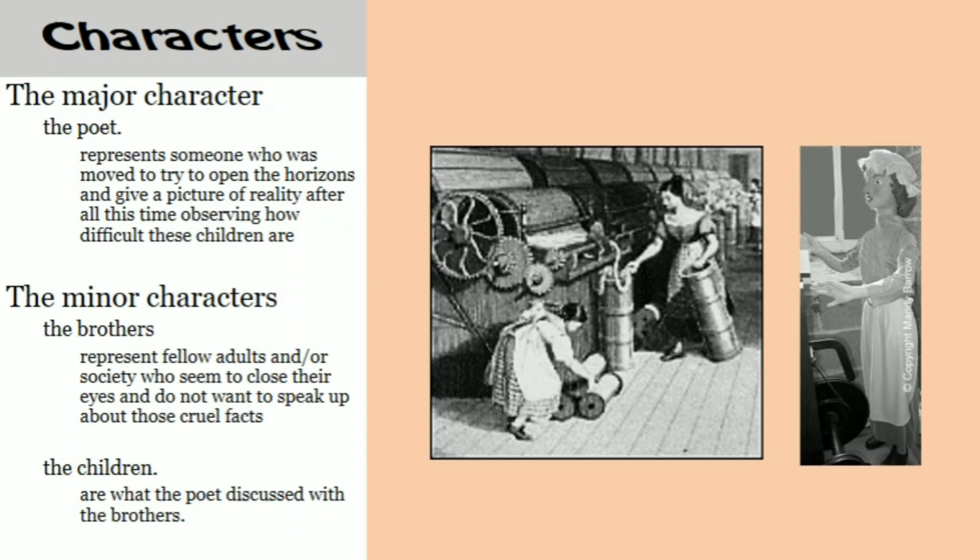The major character represents someone who was moved to try to open the horizons for the people and give a picture of reality, after all this time observing how difficult life is for the children in the factory. And then the brothers represent fellow adults in our society who seem to close their eyes and do not want to speak up about those cruel facts. And the children are what the poet discussed with the brothers, or the society.